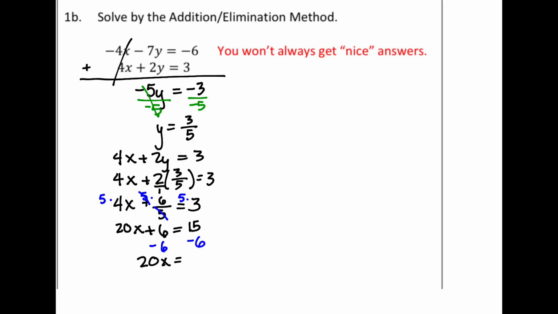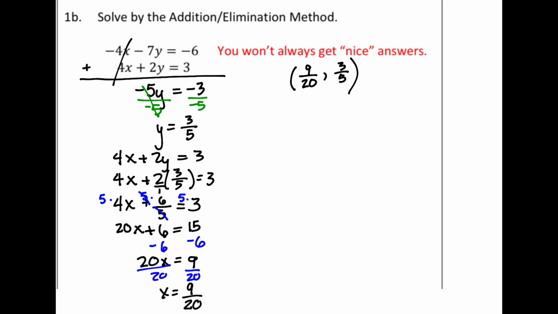So 20x equals 9, divide by 20. So x equals 9/20. Wow. Okay, alphabetical order, 9/20, comma, 3/5. Can you imagine finding that answer by graphing? You know, that's just ridiculous.